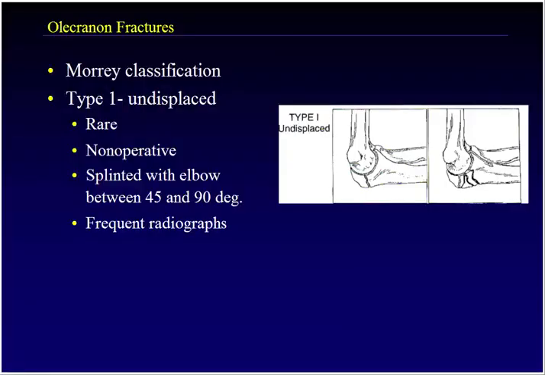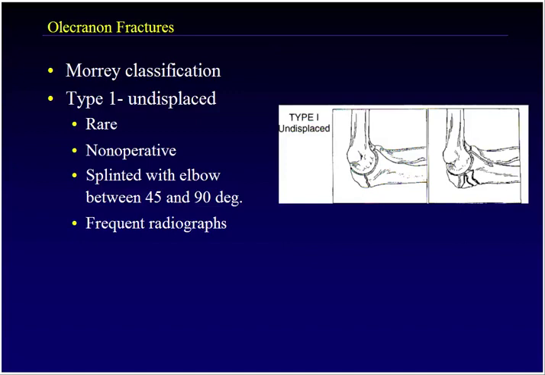The Mori classification is useful for fractures of the olecranon. Type 1 fractures are truly non-displaced fractures. Those are actually quite rare. Of course, the mechanism of injury of an olecranon fracture is an axial load to the elbow, and the distal humerus is literally driven through the articular surface of the proximal ulna. So for that reason, it's quite rare to have a non-displaced fracture.